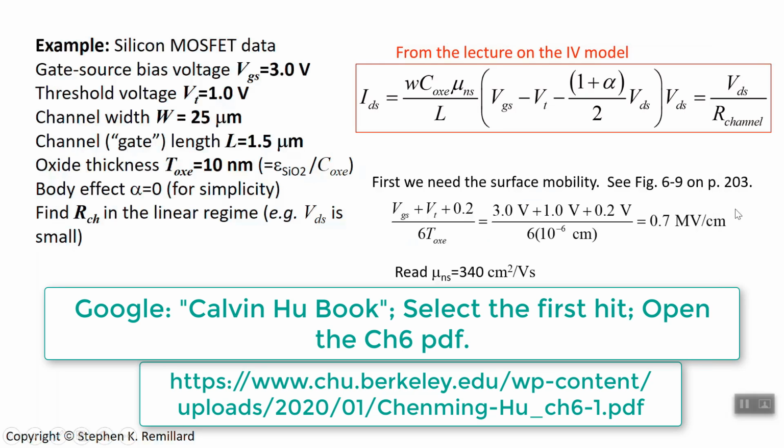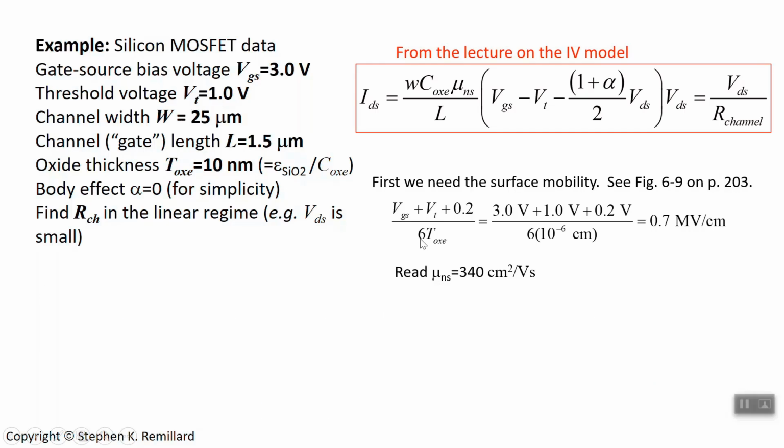Okay, so now you have figure 6.9 in front of you. There are 2 horizontal axes. The bottom horizontal axis is for the P-type and the top horizontal axis is for the N-type, and they are labeled with a different formula. You calculate the value on those axes with these formulas. This is for the top axis. So it's for an N-type, V gate source plus V threshold plus 0.2 over 6 oxide thickness. And so you plug in the numbers that are given and you get 0.7 megavolts per centimeter. You get 700,000 volts per centimeter. Go to the graph and you read 340 centimeters squared per volt second for the surface mobility.